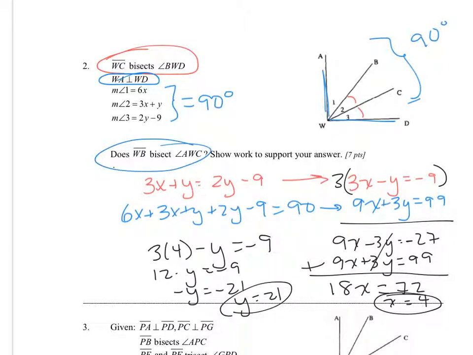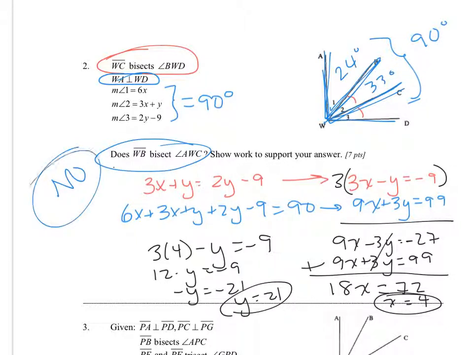does WB bisect AWC? Well, let's see. If it does, then angle 1 and angle 2 should be congruent, of equal measure. So with x equaling 4, angle 1 is 24 degrees. And with x equaling 4 and y equaling 21, angle 2 is 3 times 4 is 12, plus 21 is 33 degrees. So no. WB does not bisect AWC because the measures are not equal, or the angles are not congruent.